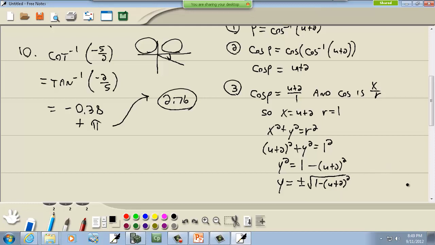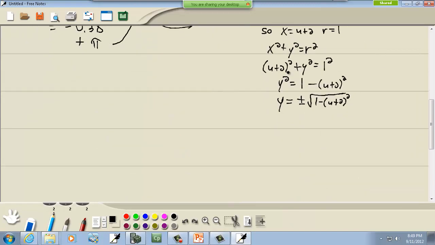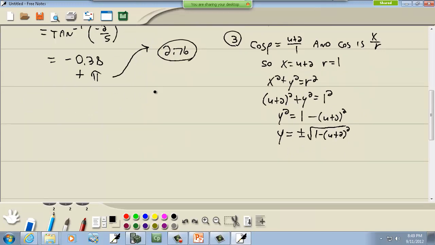Now normally I would worry about the plus or minus, like what should I do with it, since we've got variables, not actual numbers or anything. But when we're talking about inverse cosine, it is valid in this quadrant and this quadrant. Well, y is positive in both of those. So y is going to equal a positive square root of 1 minus u plus 2 squared.